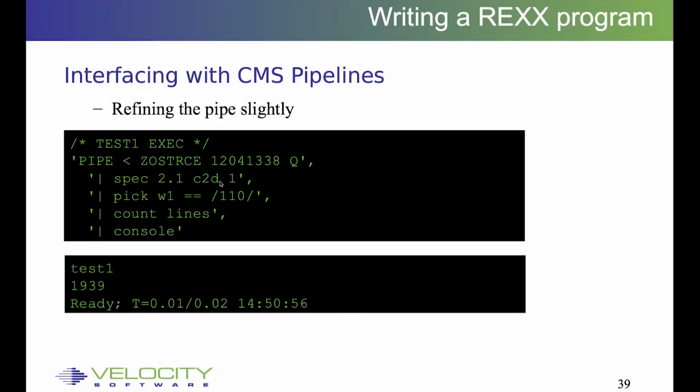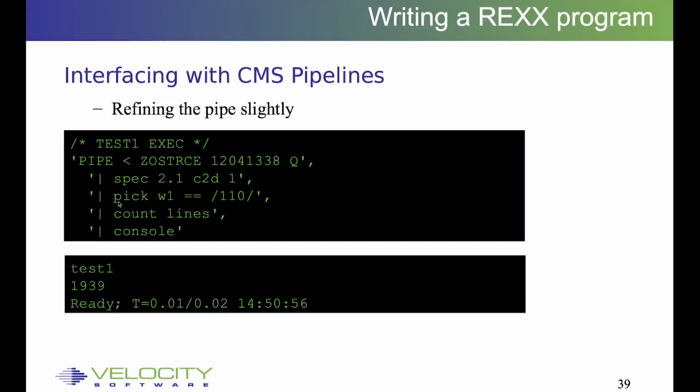I'm going to convert it to decimal. That's what C2D does. And it is no coincidence that this is the same thing that REXX uses. And I'm going to put the result of this conversion in byte 1 of the output from the pipe. So I'm basically throwing away all the records, and all I want is this second byte converted to decimal.